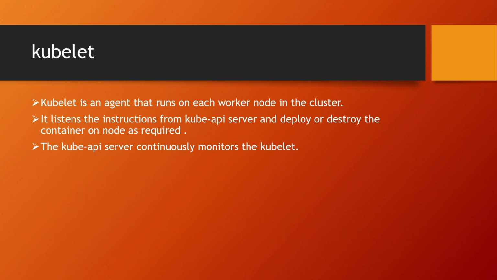And if you want to deploy any container on the worker node, the Kube API server will send the instruction to the Kubelet, and the Kubelet will make sure that your particular container is deployed on that particular worker node, right? Okay. Now let's talk about the next component, that is Proxy.